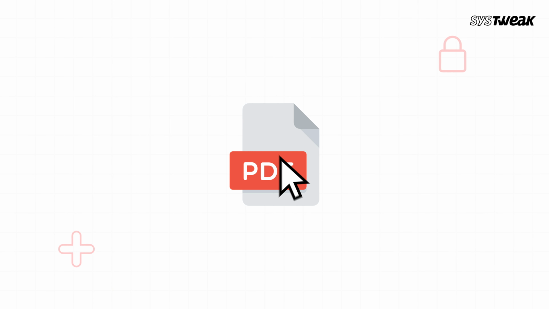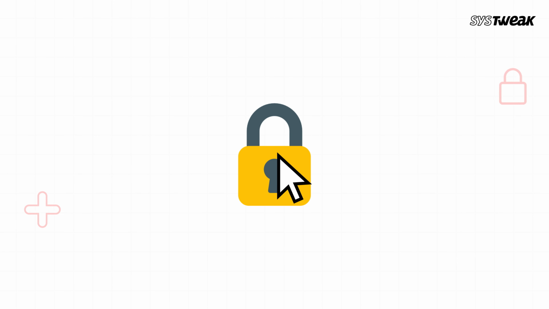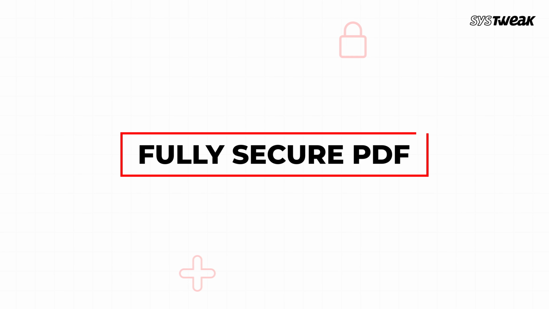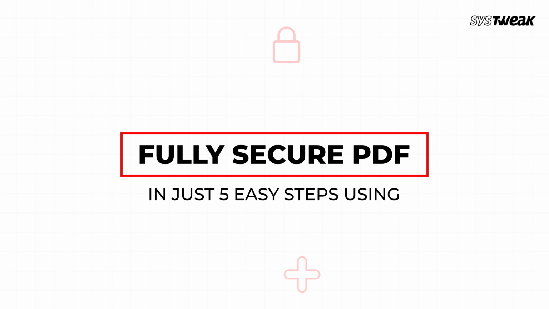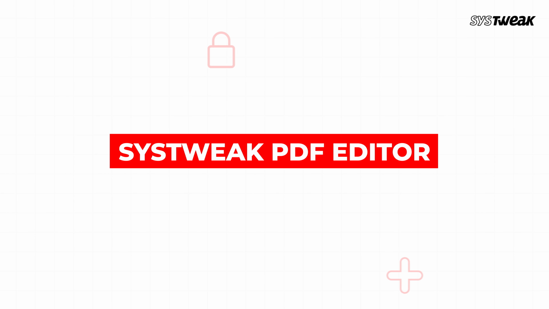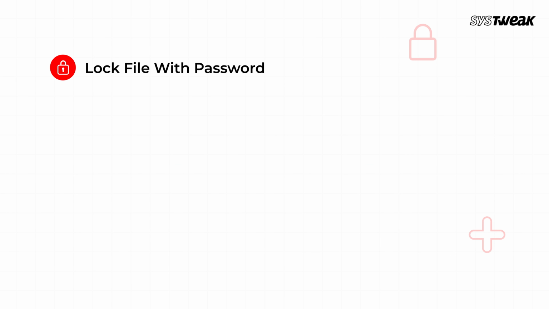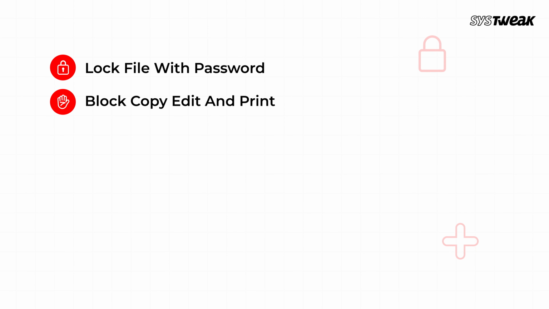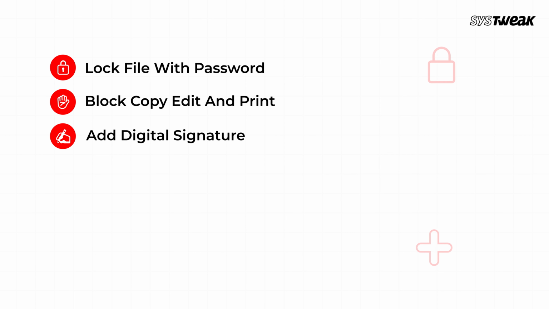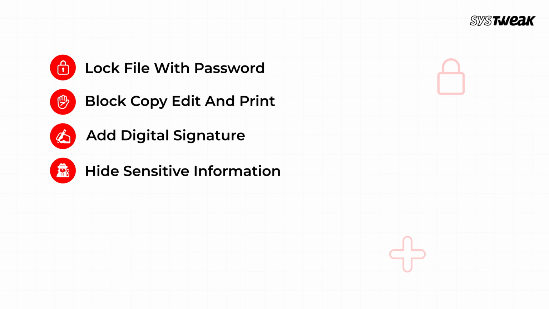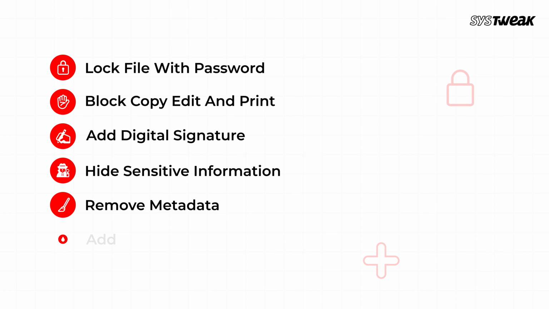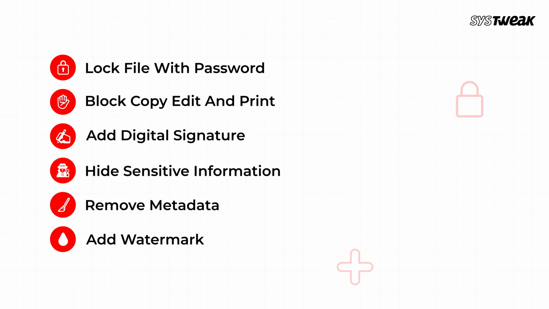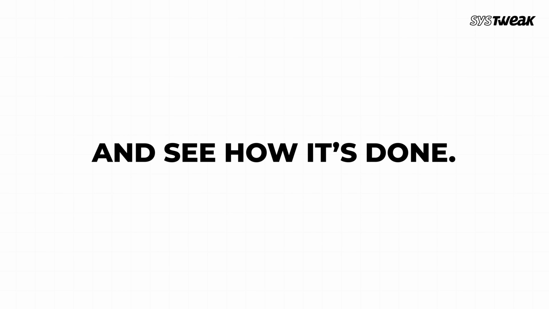Want to make your PDF completely safe and private? In this video, I'll show you how to fully secure your PDF in just 5 easy steps using Systweak PDF Editor. We'll lock the file with a password, block others from copying, editing, or printing, add a digital signature, hide any sensitive information, remove metadata, and finally add a watermark. By the end of this video, your PDF will be 100% secure and ready to share safely. Let's start and see how it's done.